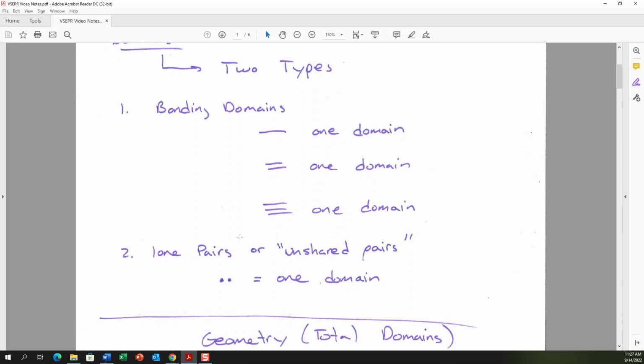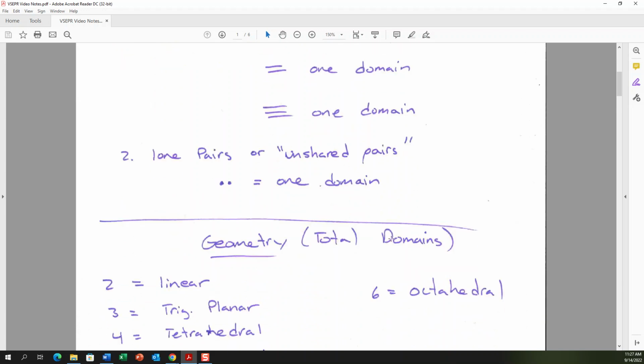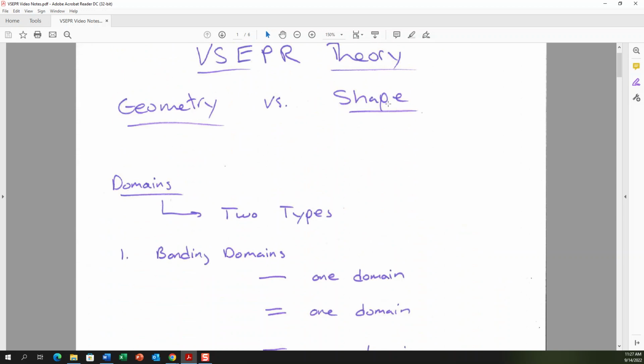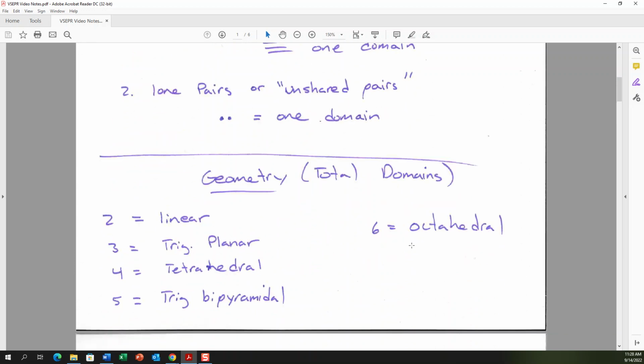So if I ask you about the geometry around a certain atom or of a molecule, all you care about is total domains. You don't care about differentiating the types, whether it's a bonding domain or a lone pair domain. When you're trying to figure out the shape, that's when you have to know which types of domains you have. You have to know how many you have total, but you also have to distinguish between bonding domains and lone pairs. For geometry, there are just these geometries: linear, trigonal planar, tetrahedral, trigonal bipyramidal, octahedral. So 2 domains, linear; 3 domains, trigonal planar; 4 domains, tetrahedral; 5 domains, trigonal bipyramidal; 6 domains, octahedral. All right, that's my geometry.